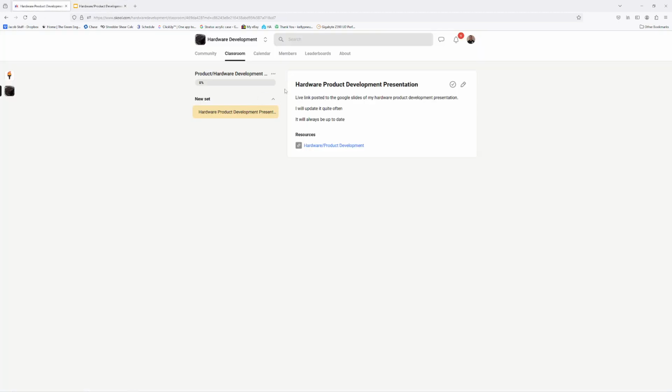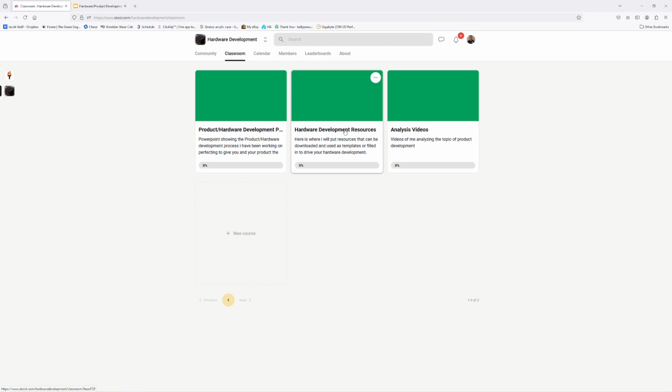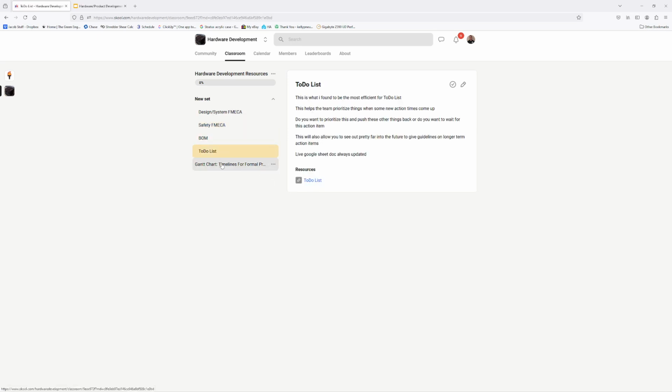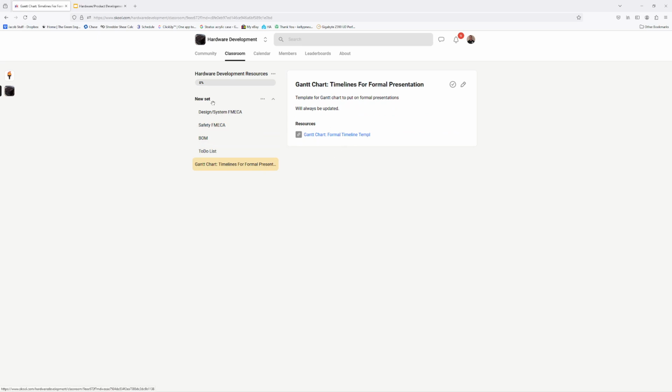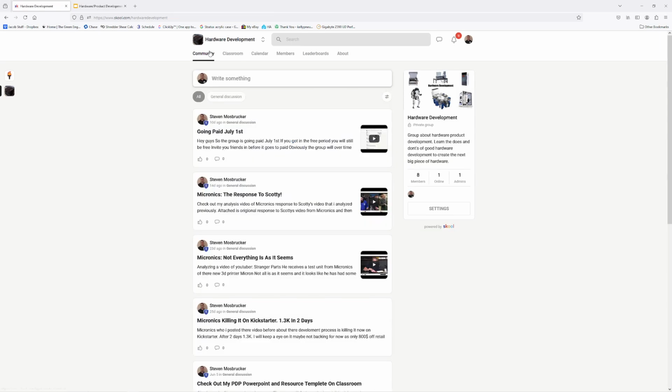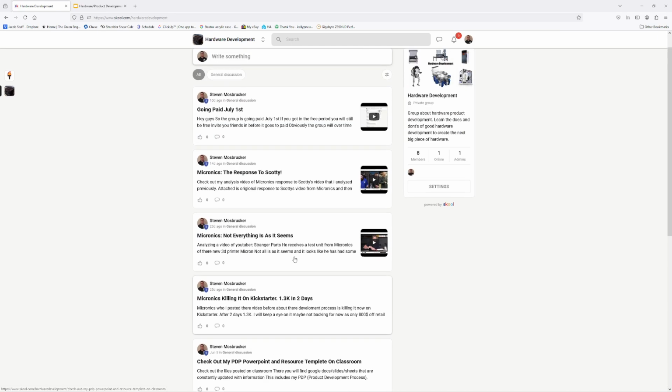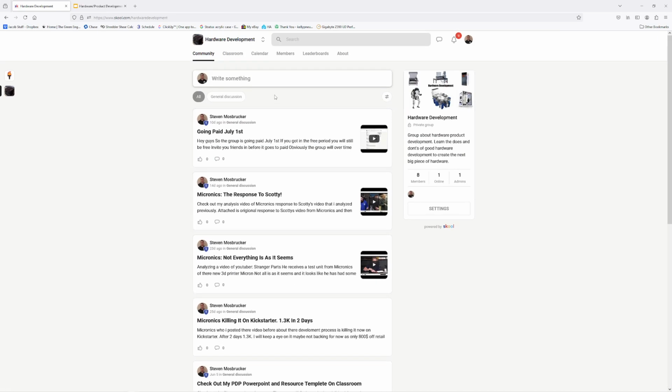Here I have different documents, different scorecards, FMEA scorecards, a BOM, how to plan your to-do list, and a Gantt chart timeline. I'll keep adding documents here and also keep updating my main hardware product development pipeline or procedure. I just wanted to talk about this because I really want to push it. It's one of my passions, and I think school is going to be a pretty cool thing going forward.